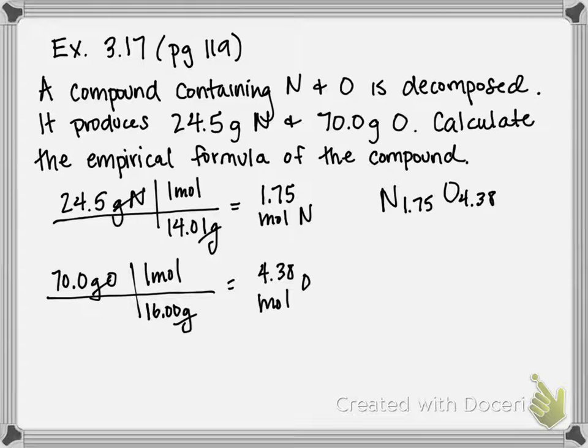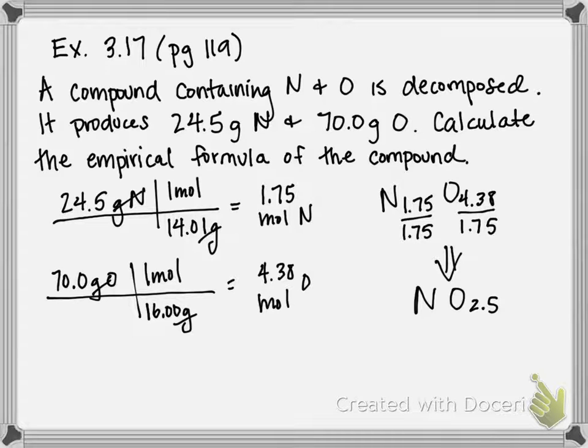So the next thing we're going to do is to divide both of these numbers by the smaller one. So 1.75 is smaller than 4.38. So I'm going to take nitrogen, 1.75, divide that by 1.75, and I'm going to take oxygen, 4.38, and divide that by 1.75. And that's going to give us N with an understood 1, O 2.5.